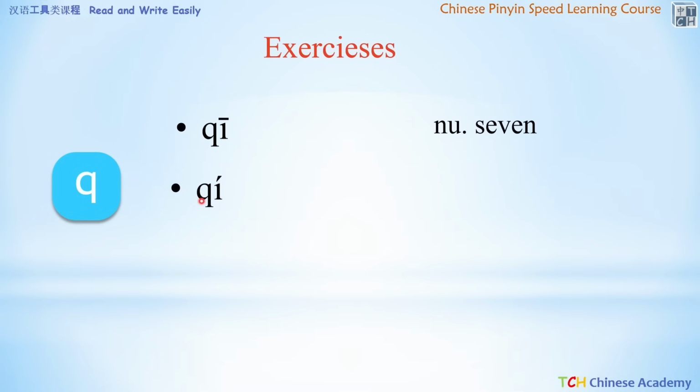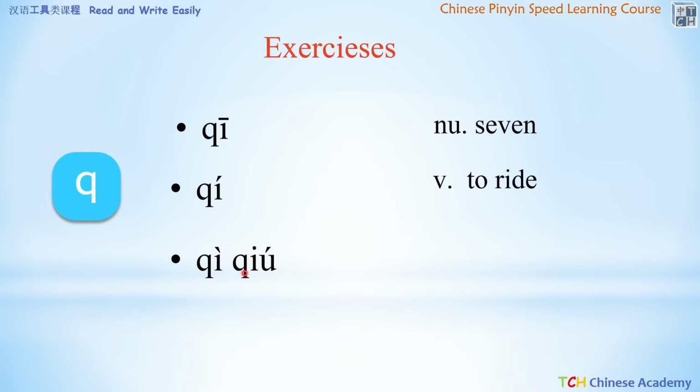And this one, 七, the final is yi, but this time the tone is going up, the second tone. So 骑, that means to ride. 骑. And this one, 七一, this time falling tone, 气.